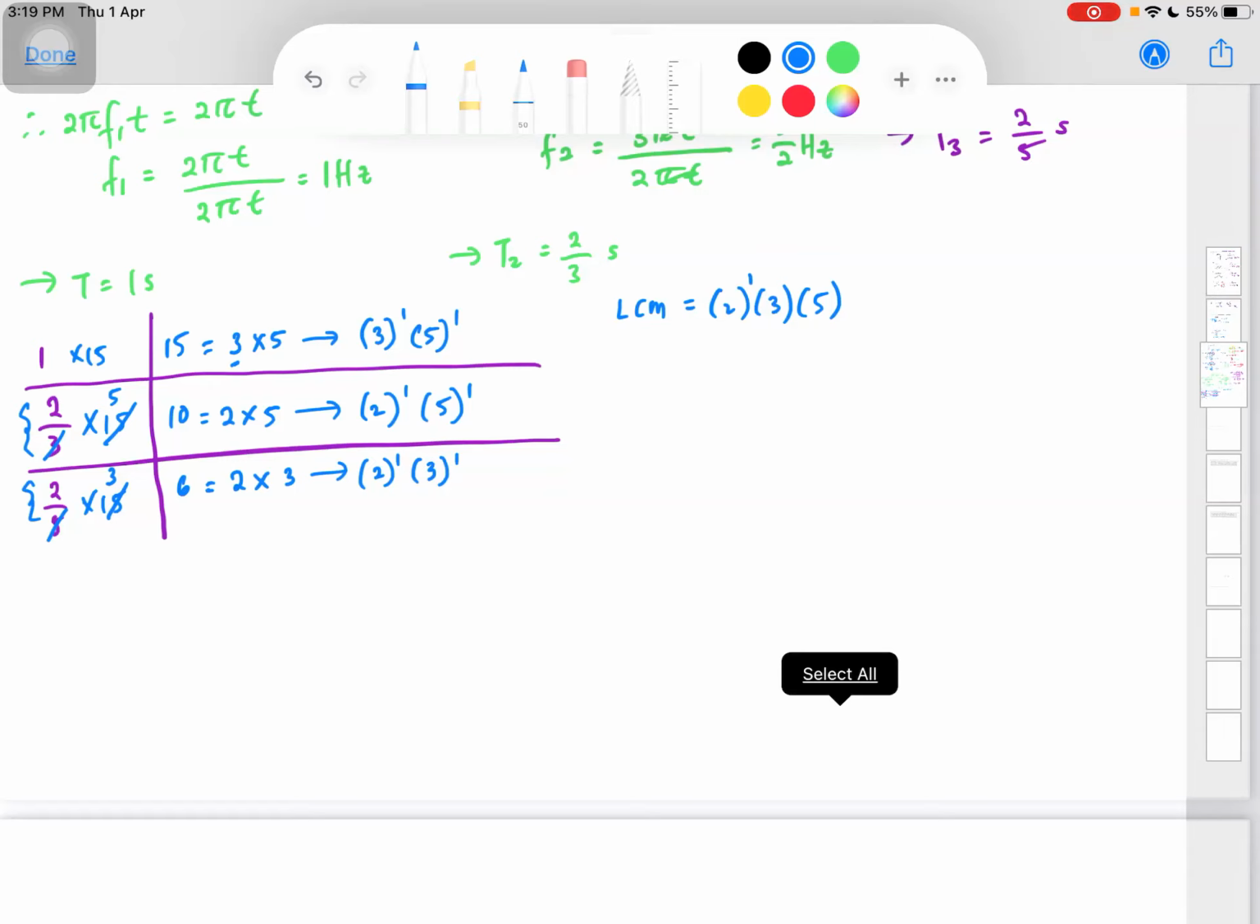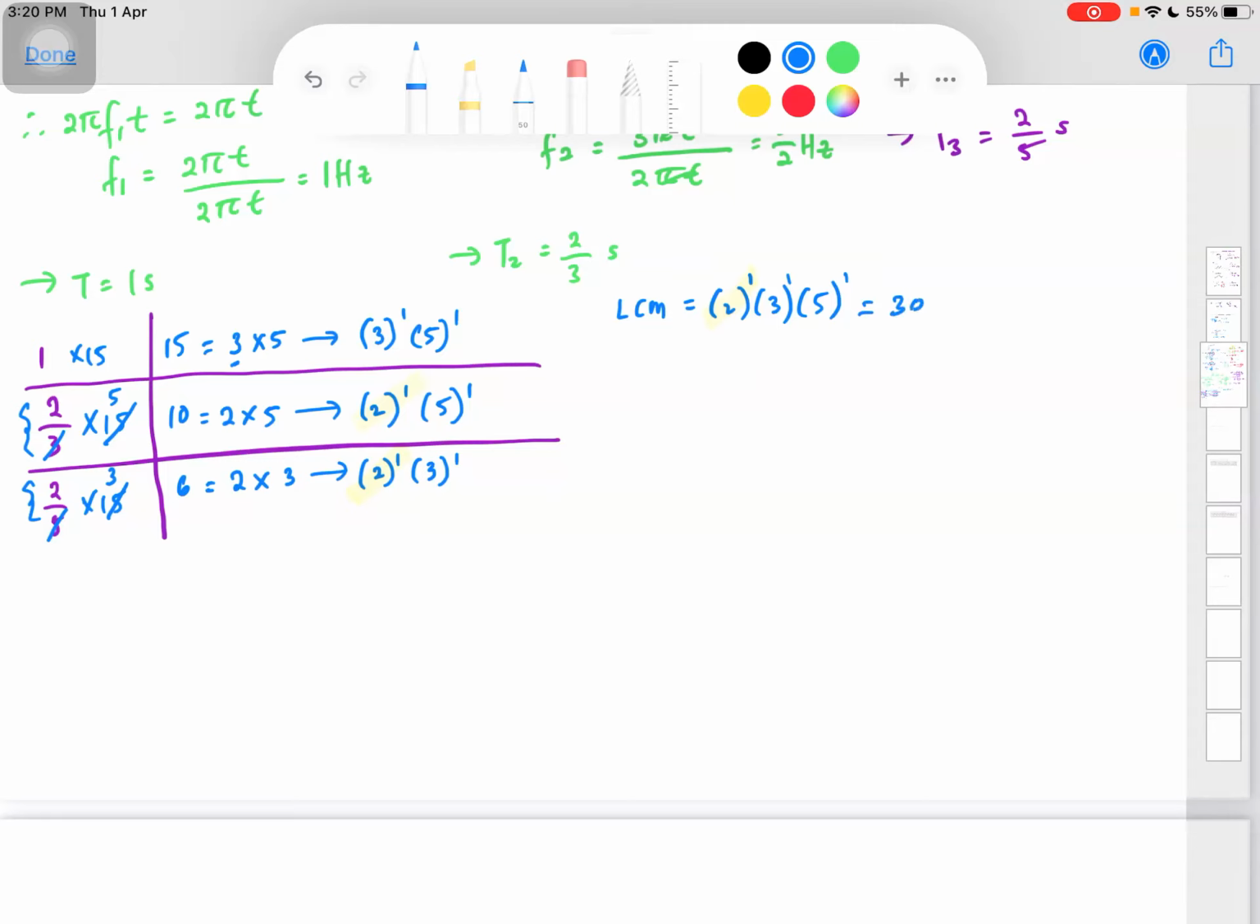Okay, so the common mistake that my students make is, because they see here 2 to the power of 1 and 2 to the power of 1, when they do the LCM here, they make it 2 to the power of 2, which is wrong. Okay, we're supposed to take the number with the highest power. But in this case we have 2, both with the power of 1. So we take 2 to the power of 1. Similarly 3 to the power of 1 and 5 to the power of 1. So if we calculate 2 times 3 times 5, it will be 30.